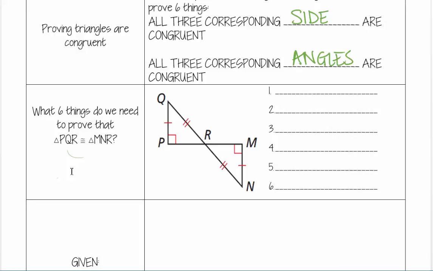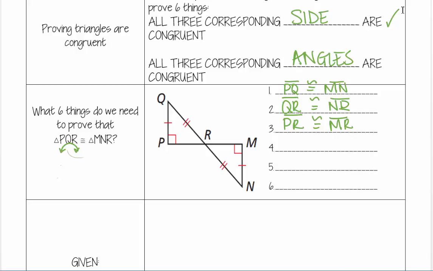So we need all 3 corresponding sides. So take a look at your picture or your congruent statement to figure out your corresponding sides. So PQ is first. We need to prove that that's congruent to MN because that's first here. Then we need to prove that QR, so the next 2 letters, are congruent to NR, the next 2 letters after that. And then we do it with the P and the R. So I need to prove that PR is congruent to MR. So that's this part right here, that all 3 sides are congruent.